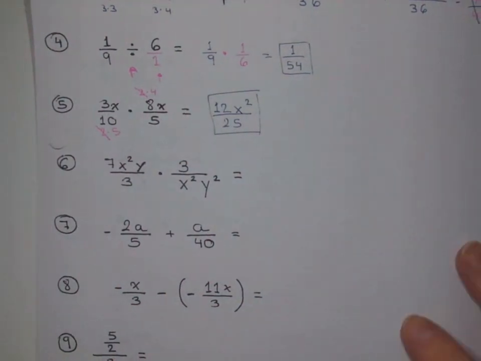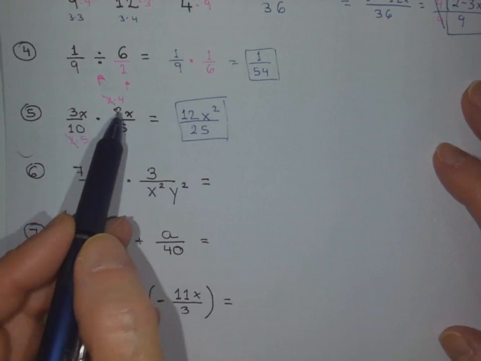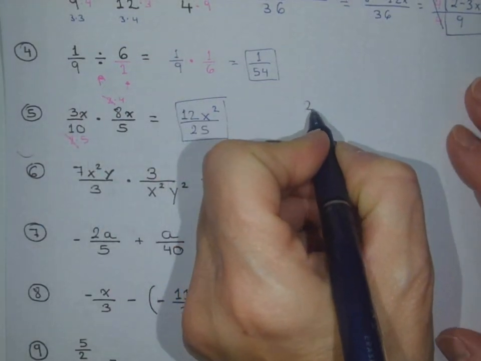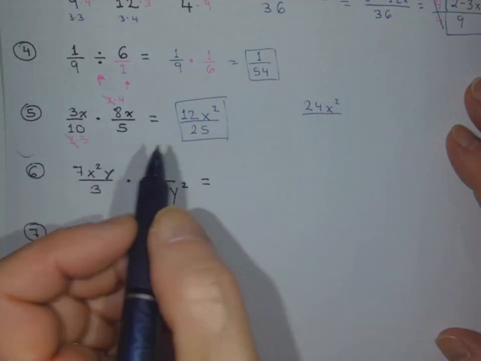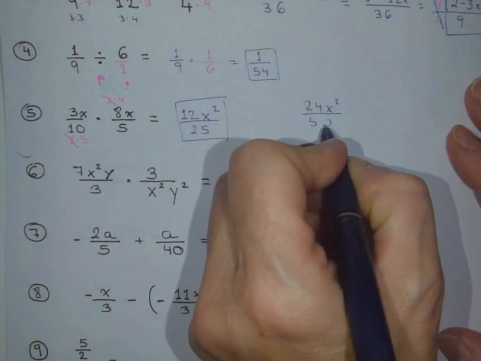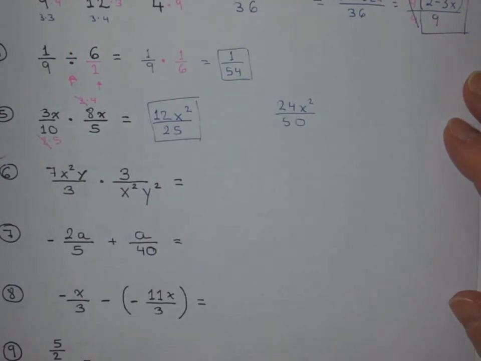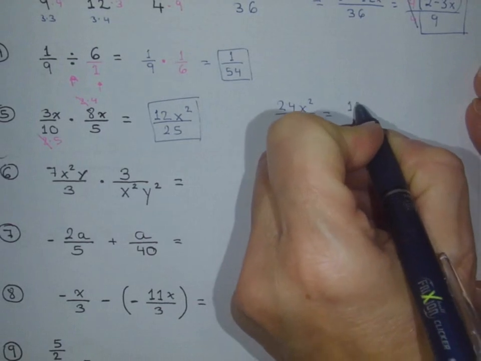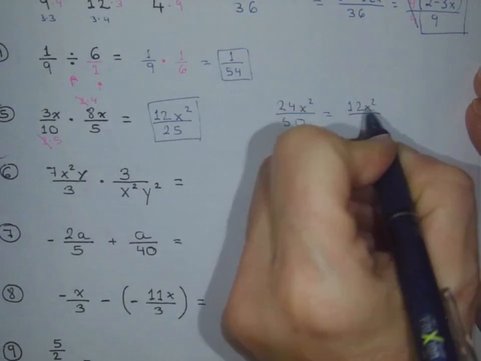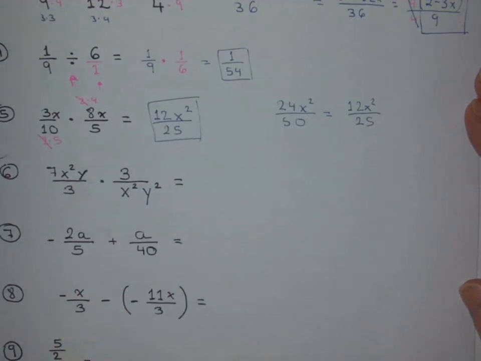Now the other way you could have done that is multiply through first, so 3x times 8x would have given you 24x squared. And then 10 times 5 will give you 50, and then you would see that you have a common factor of 2, and so if you divide 24 by 2, you'll get 12, and divide 50 by 2, you'll get 25, and we would have the same answer, right? So either way you want to do it, it doesn't matter.